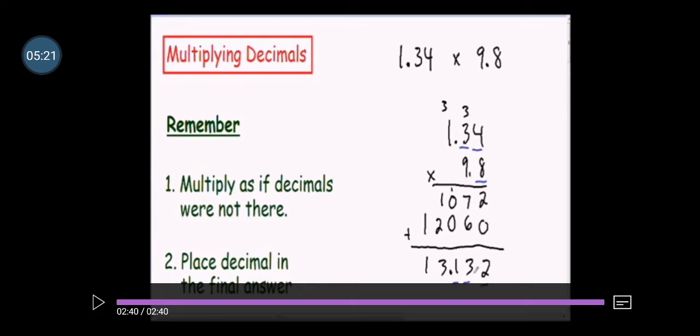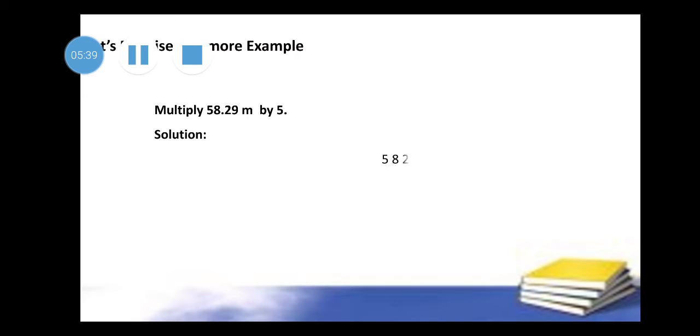Now let's learn some more examples. Here we have one more example. We have to multiply 58.29 by 5. So we have to write 5829 because we are ignoring the decimal point. But my dear students, you can place the decimal point also while we are multiplying.